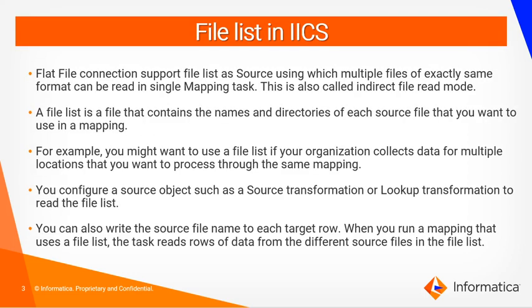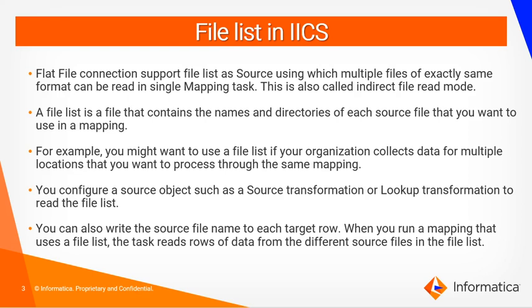File list in IICS. Flat file connection supports file list as source, using which multiple files of exactly the same format can be read in a single mapping task. This feature is also called indirect file read mode. A file list is basically a file that contains the names and directories of each source file that you want to use in a mapping.